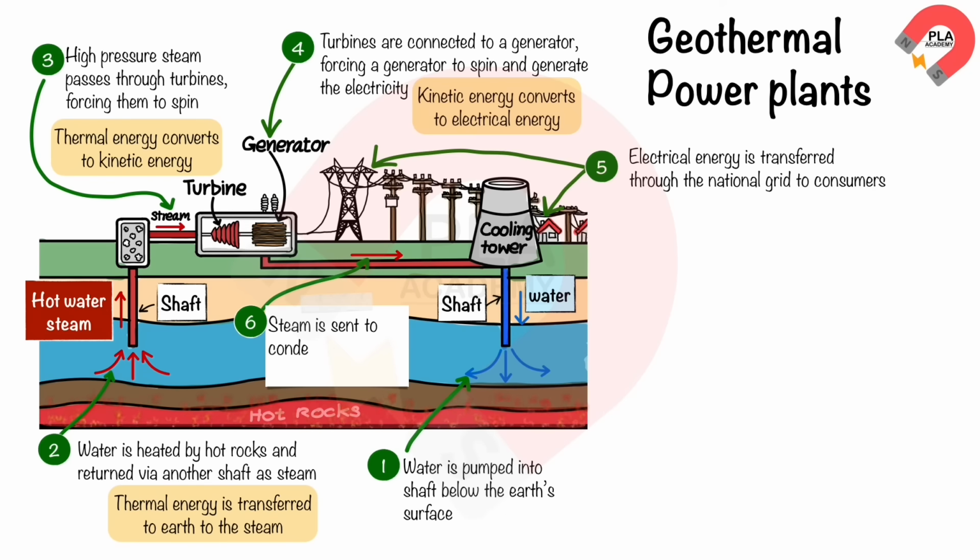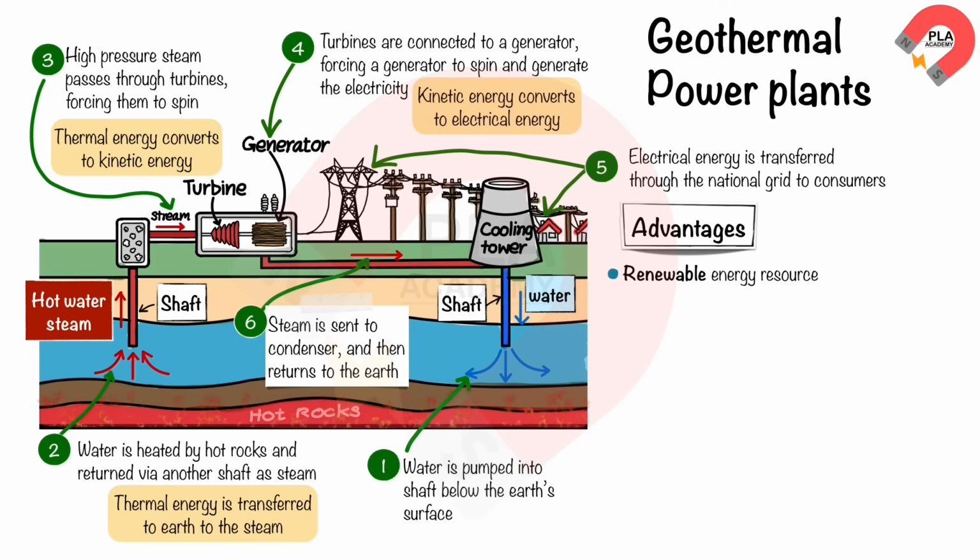The water steam that passed through the turbines is sent to cooling towers and returns to the Earth's surface again. Here are some of the advantages of geothermal power plants. Renewable energy resources. Geothermal energy is an infinite resource that will never run out. Reliable energy resource. Geothermal power plants can produce electricity at any time, regardless of the weather.